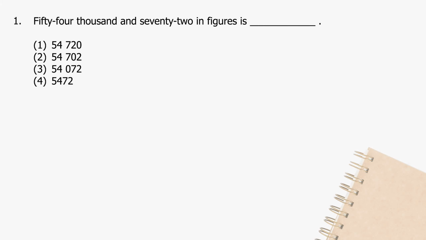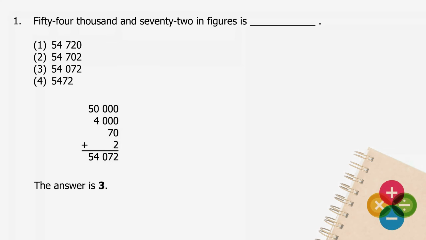Question 1. 54,072 in figures is. 54,072 in figures will be 5, 4, 0, 7, 2. The answer is 3.